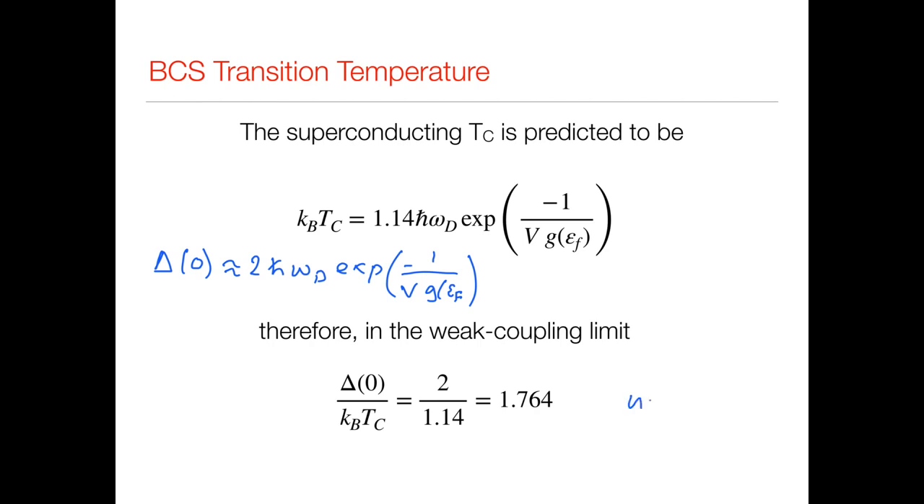So this is universal. If we're in the weak coupling limit, we should expect the superconducting gap at 0 Kelvin and the superconducting transition temperature to be simply related by a constant. In the cheat sheet, I'll get you to explore how well that is obeyed for elemental solids. Many of them obey it extremely well. It's one of the big successes of BCS theory.